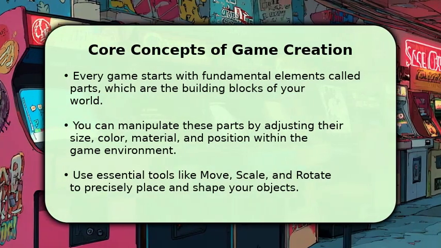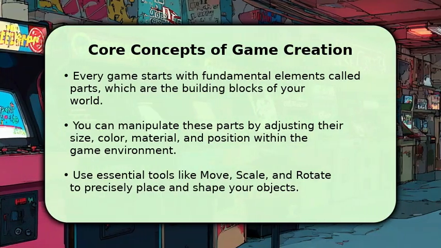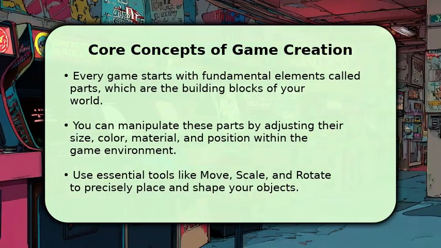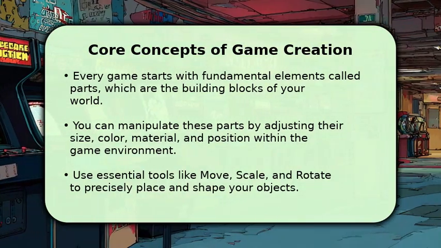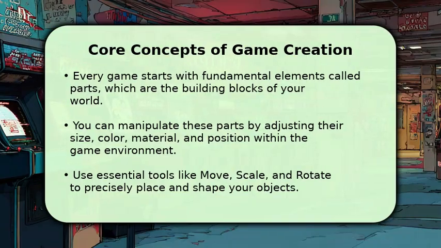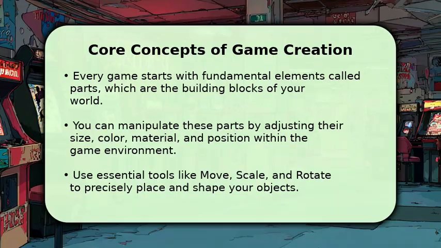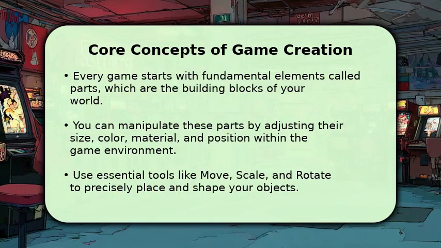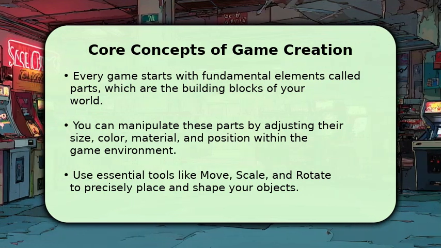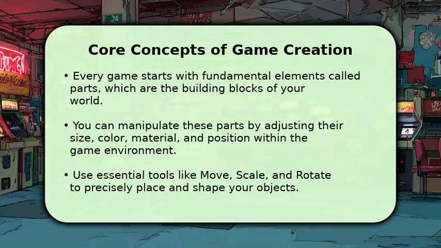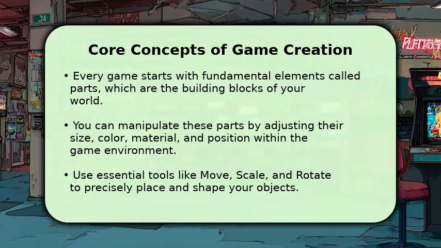Once in Roblox Studio, you will encounter fundamental elements called parts, the very building blocks of your game world. Imagine these as virtual bricks that you can shape and transform. You have complete control over their properties, allowing you to change their size, color, and even the material they are made from. Use intuitive tools like Move to reposition them, Scale to adjust their dimensions, and Rotate to orient them exactly as you envision. Starting with simple objects helps you quickly grasp these essential creation concepts.